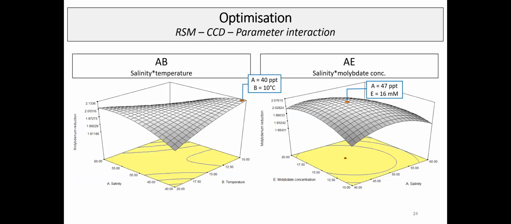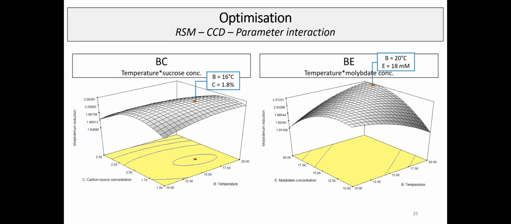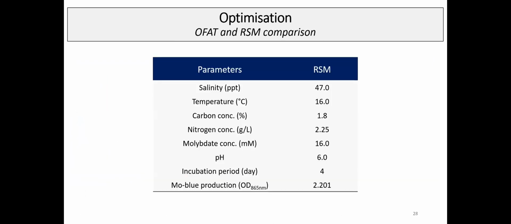The surface plots of these interactions are generated. This is important to identify the peak or maximum value for each parameter, which is tabulated in this table. Sorry, it's not a comparison, but rather the optimization table. These values are the result of the optimization using RSM, and the incubation period was shortened to 4 days, with molybdenum blue production at 2.2 OD.